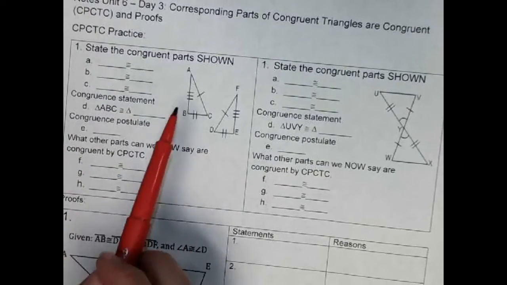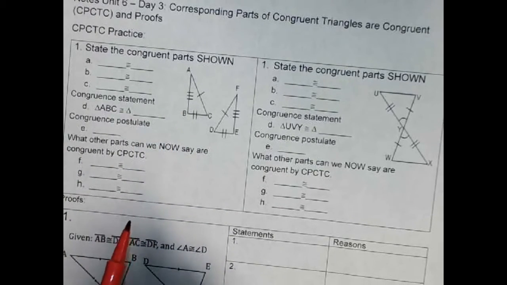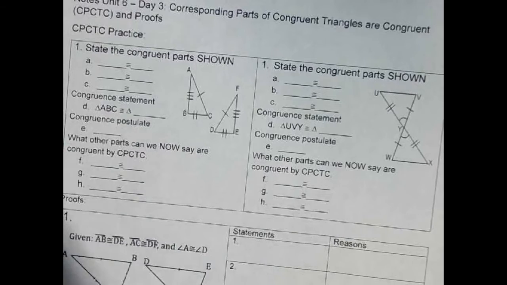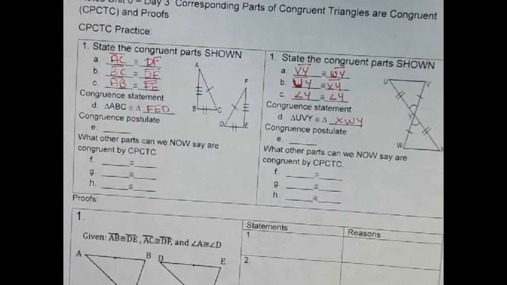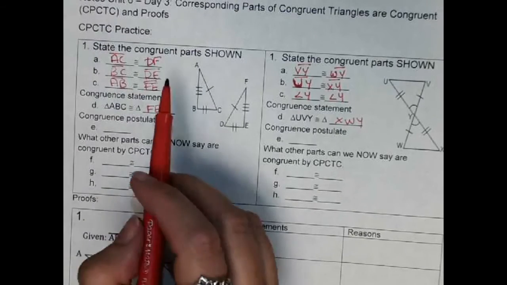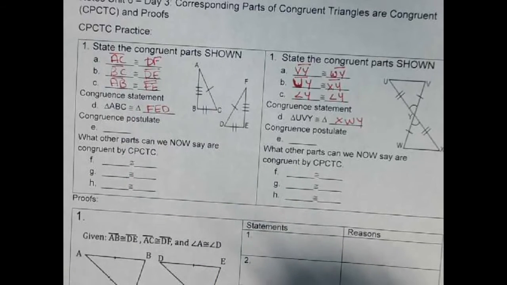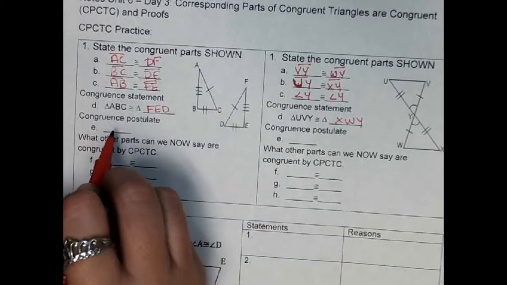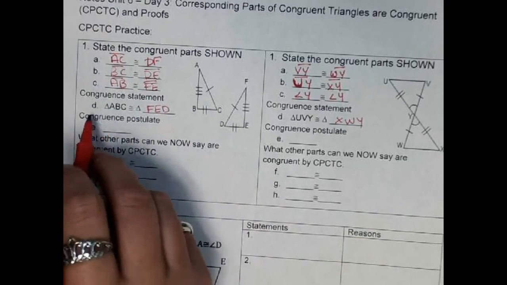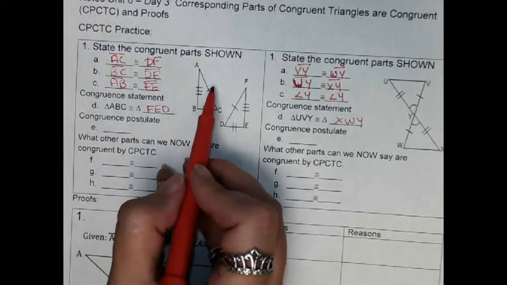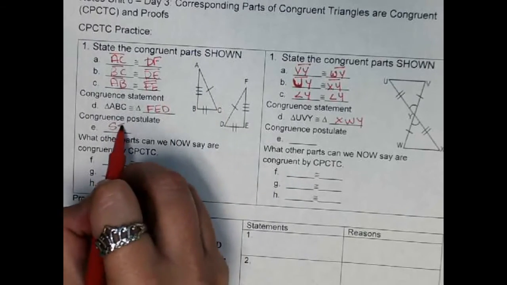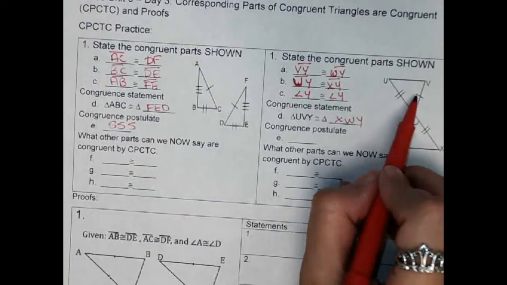So we're going to use CPCTC at the top of our thing here, and you'll notice that this top part looks exactly like what we've done the last two classes. So go ahead, pause, take a minute, fill these out. Okay, so I paused, I filled this out. Make sure you've got this copied down. And then the congruence postulate, that's the same thing we talked about before. This is side, side, side. And this one is side, angle, side.